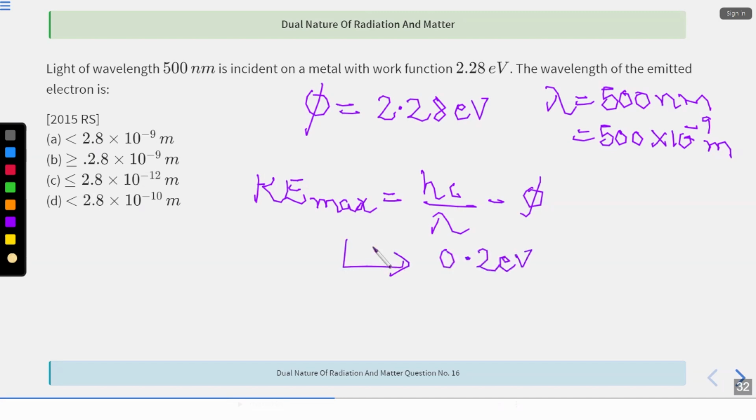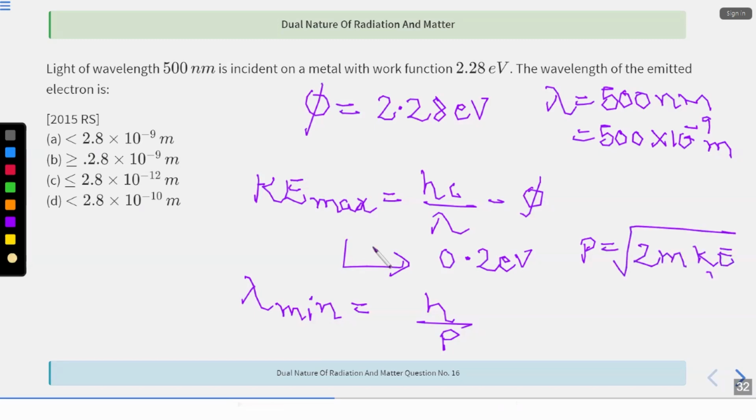But then what do we need? We are supposed to calculate the minimum wavelength because it's the wavelength emitted, right? And that I can calculate by h by p. And p is nothing but p is equal to root 2 m KE max, right? We know that. So substituting all the values, you get your option B to be the right answer. And why do we select it to be greater than that? Because we have to have it greater than that since photoelectric emission has to happen.